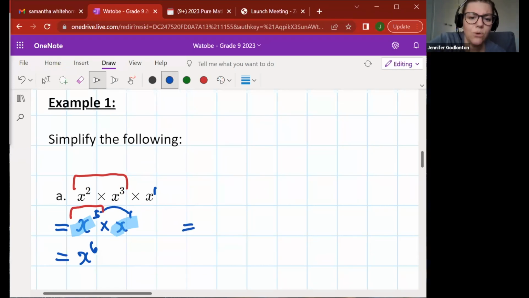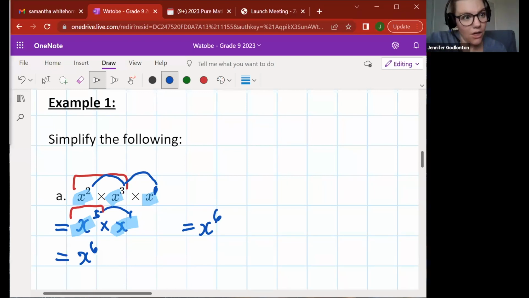You can also do it in 1. So you can say, cool, all of my bases are the same. They are all x's. I'm going to put in this 1 over here because I don't want to forget about it. And then I'm going to add my exponents. So I'm going to say 2 plus 3 plus 1. So 2 plus 3 is 5 plus 1 is just going to give me x to the power of 6.